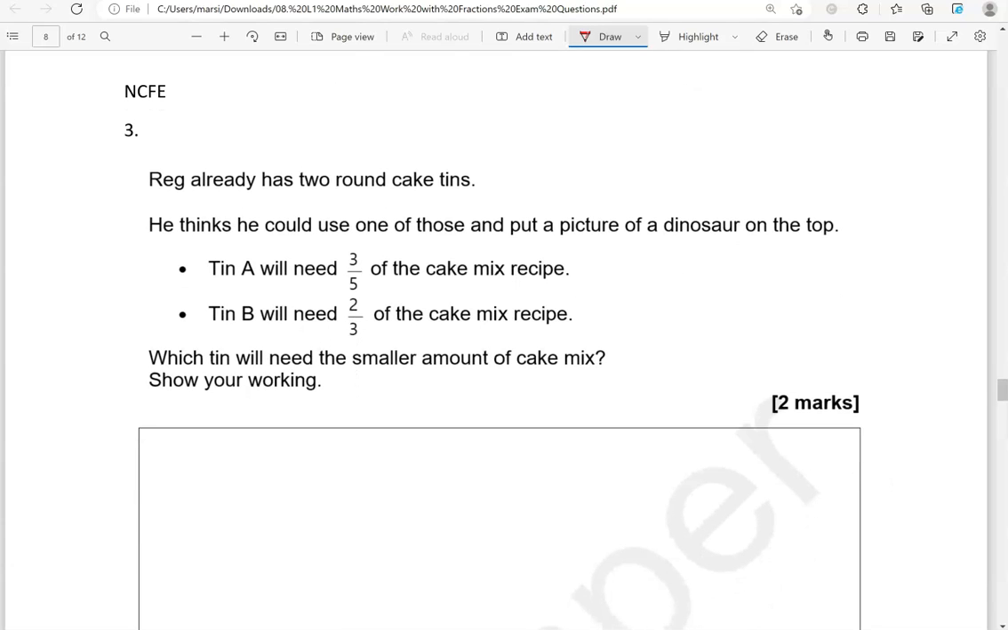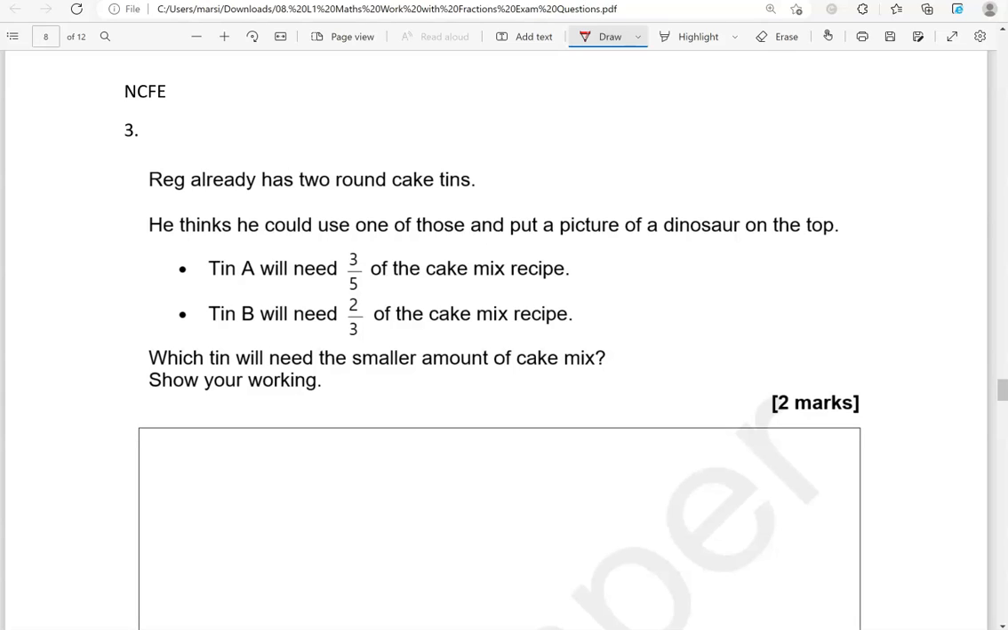Greg already has 2 round cake tins. He thinks he could use one of those and put a picture of a dinosaur on the top. Tin A will need 3/5 of the cake mix recipe. Tin B will need 2/3 of the cake mix recipe. Which tin will need the smaller amount of cake mix? Show your working. So the question relates to a previous question which is not here.